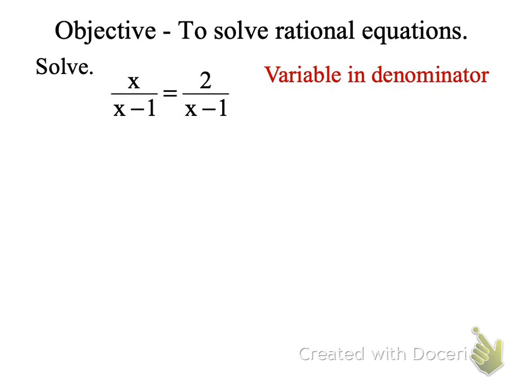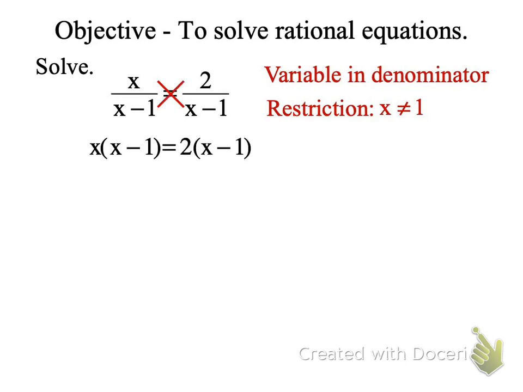So every time we have a variable in the denominator, what are we remembering to do? Restriction. What is the restriction? X cannot equal 1. So we can do this in two ways. We can do our cross products or we can clear. So I'm going to do cross products. X times x minus 1 equals 2 times the quantity of x minus 1. And then I distribute: x squared minus x equals 2x minus 2.